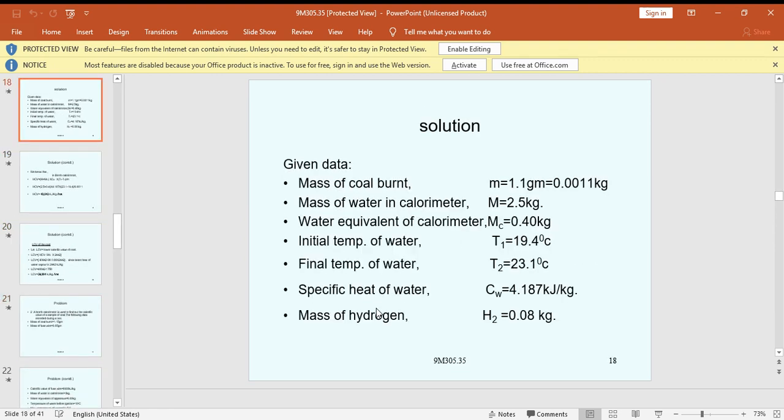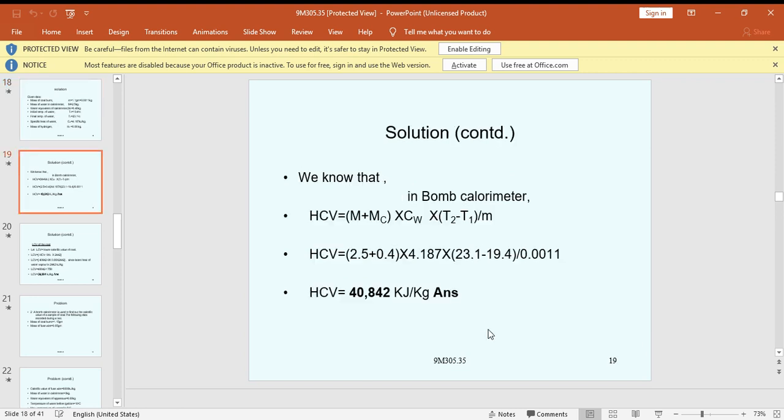Once again, you know all the values. The conversion is 1.1 gram converted into kg, 1.1 by 1000, 0.0011 kg. M equal to 2.5 kg, m equal 0.04 kg, T1 equal 19.4 degrees, T2 equal 23.1 degrees, Cw equal 4.187. HCV equal to (M plus m) into Cw into (T2 minus T1) by mass of coal, that is (2.5 plus 0.4) into 4.187 into (23.1 minus 19.4) by 0.0011. You get 40,842 kilojoule per kg.